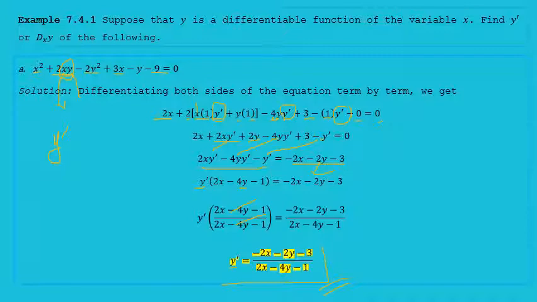Okay, take note. In implicit differentiation, every time mag-derive ka ng variable y, always idugtong mo yung y prime. Basta may variable x at variable y, always mag-apply ng product rule. Okay? And then, ang goal natin dito sa implicit differentiation is y prime.